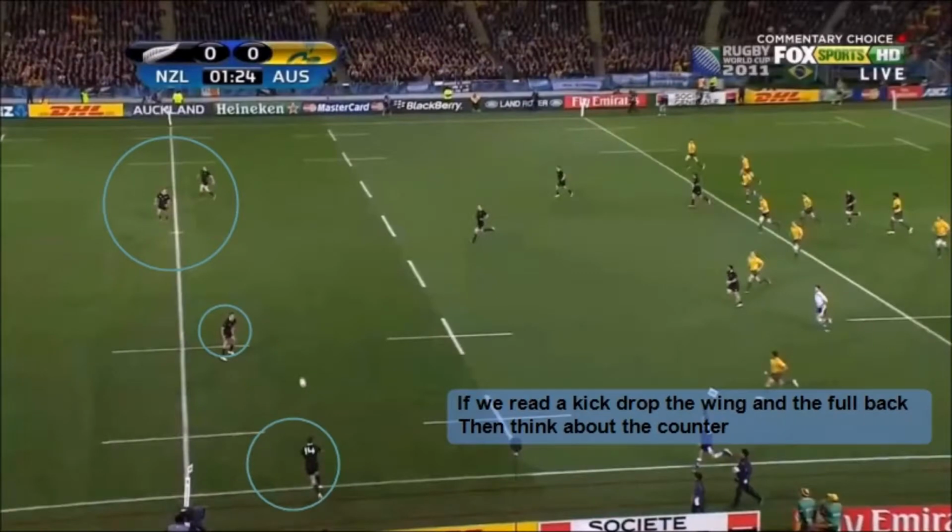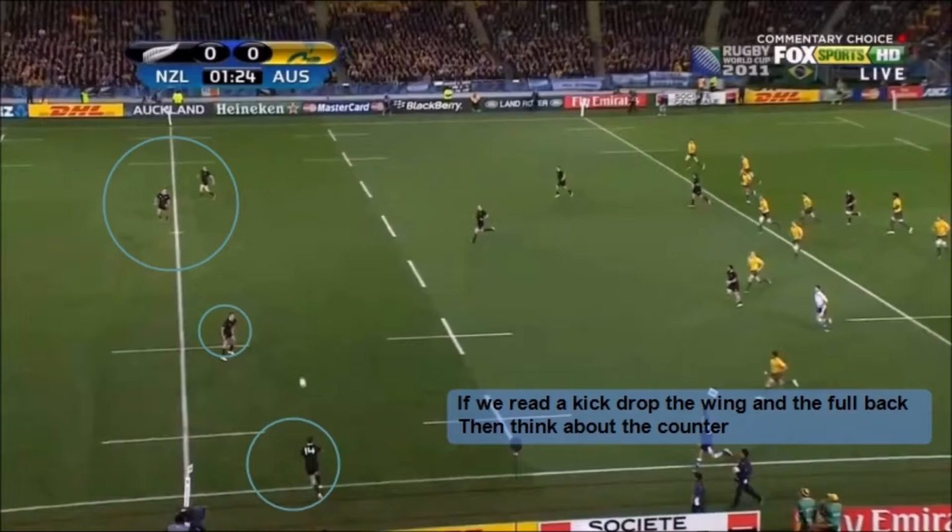As we can see here in image number 1, we're looking at the New Zealand versus Australia game at Rugby World Cup 2011. It's early on in the game, which is one of the reasons this is a good clip, because everyone's reacting as they would normally and nothing's really affecting them. Here we can see number 14, I think in this game was Israel Dagg, and he's dropped back and read that kick really well.